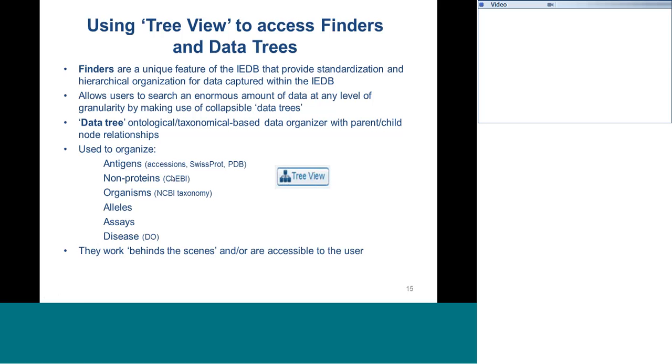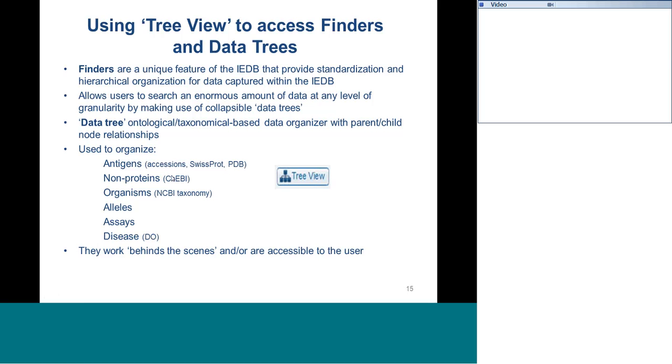So all this massive amount of data we have, you can search for just human, IgA, neutralizing assays. You can do that kind of specificity, and these finders and these data trees allow that to happen. So a data tree essentially is what you would see on your desktop if you open a folder. You open the folder, and then there's things within that folder. That's how it works. It's a hierarchical, ontological, or taxonomic-based organizer with a parent-child node relationship.